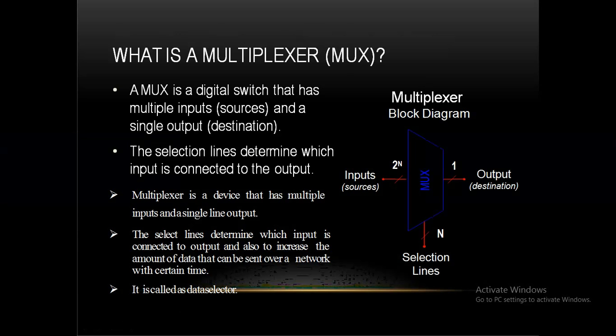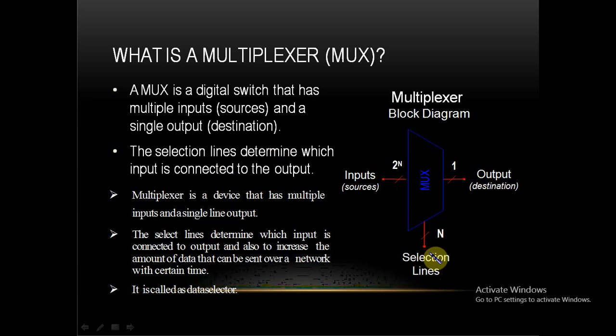Now the question arises again: what is a multiplexer? We already saw it is a digital switch that has multiple input sources and a single output, which is the destination. There are different types of inputs, and it has selection lines that determine which input is connected to the output.